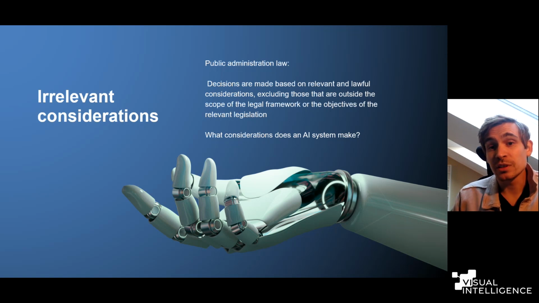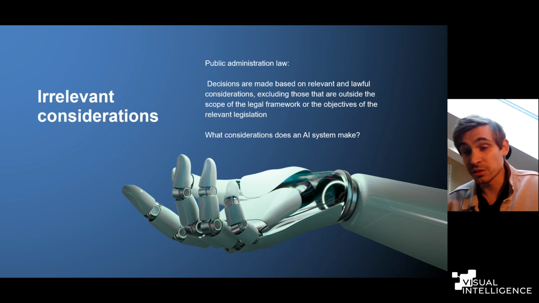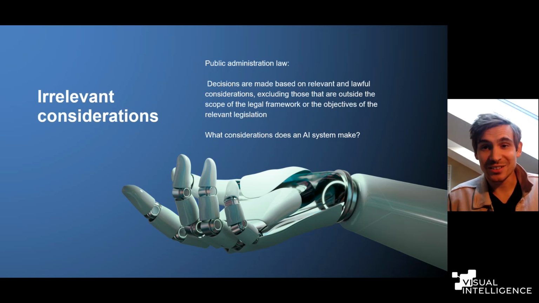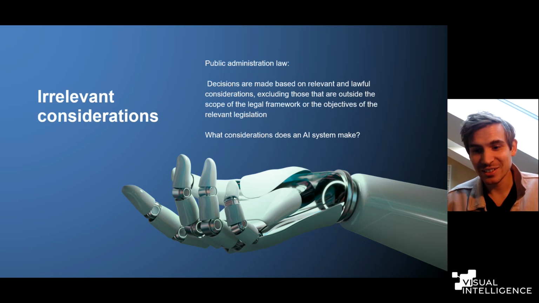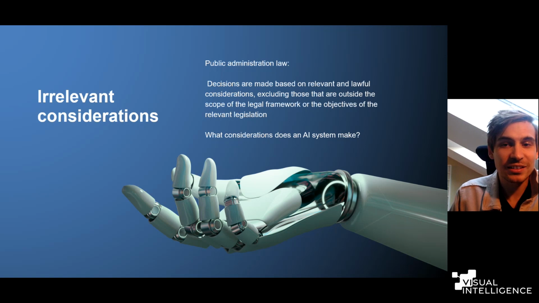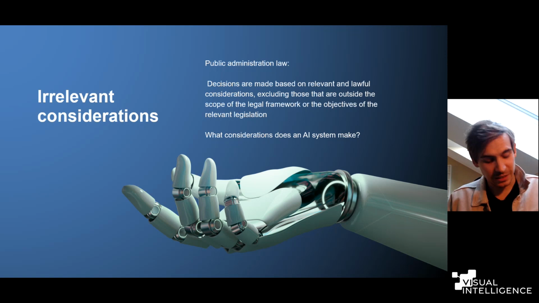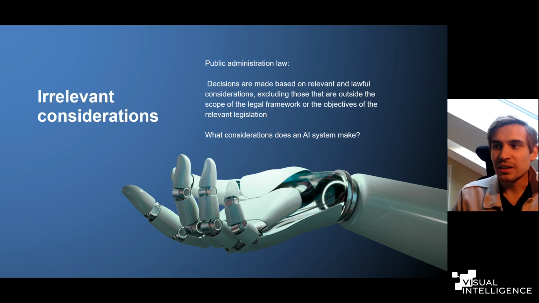So an AI system for determining welfare benefits, for example, somehow needs to integrate those considerations and not other considerations. And I guess it could be difficult to distinguish between the two sometimes. So it raises the question of what considerations an AI system actually makes. And some of this probably sounds a bit abstract or not very clear to machine learning researchers and practitioners.